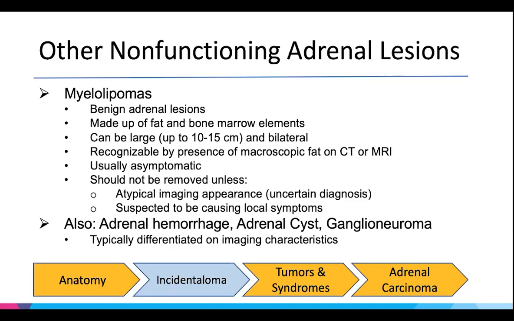Some other non-functioning adrenal lesions to know, but that we won't discuss further. Obviously, you could have adrenal hemorrhage, adrenal cysts, and ganglioneuroma, and these are typically all going to be differentiated by the imaging characteristics.